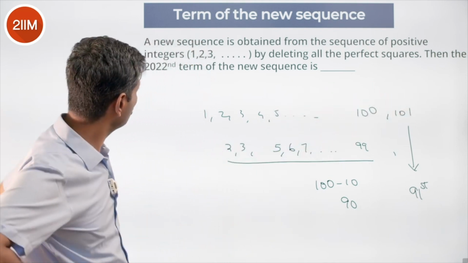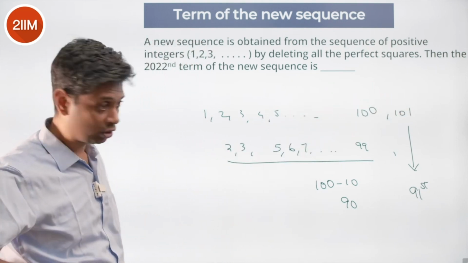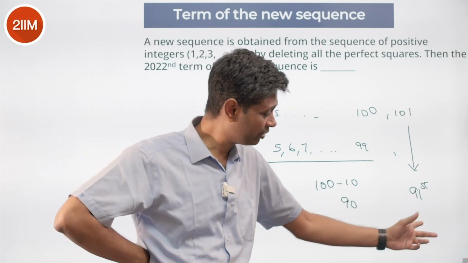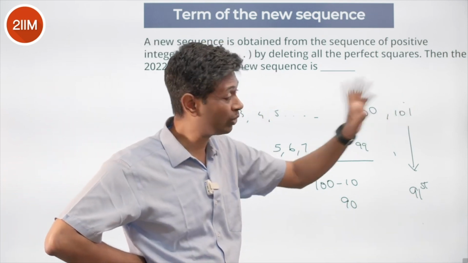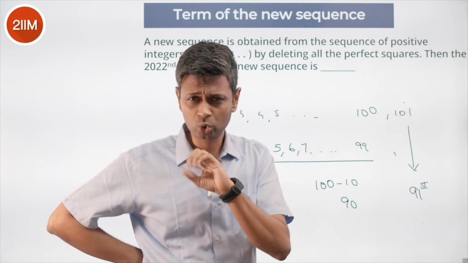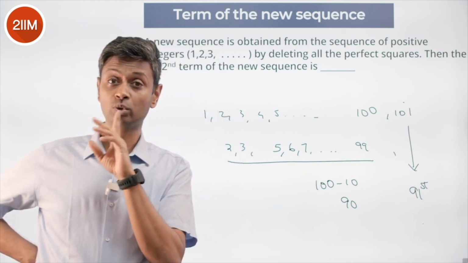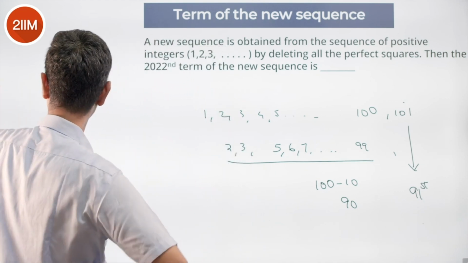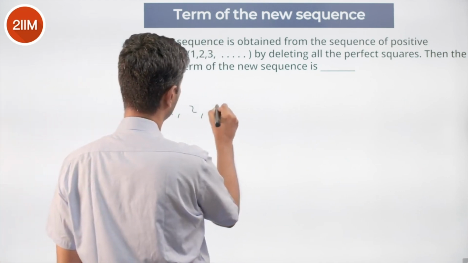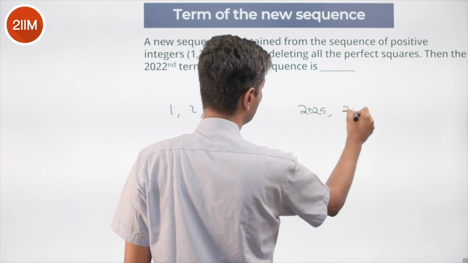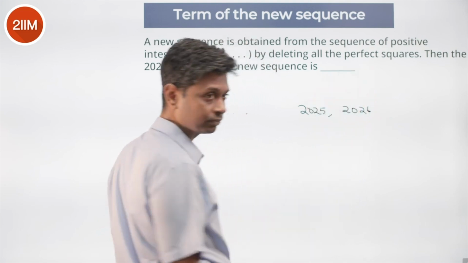I'm going to look at this 2022nd term. Going from here is difficult. I'm going to think about a square plus 1 there. Close to 2022, 2025 is a square. 45 square is 2025. So what I'm going to do is think about 1, 2, 3 up till 2025 and then the 2026 number.